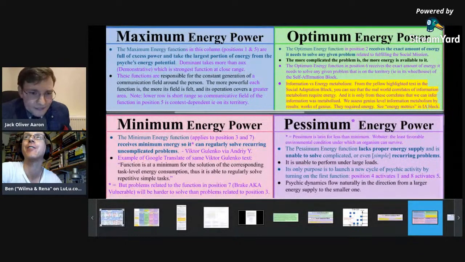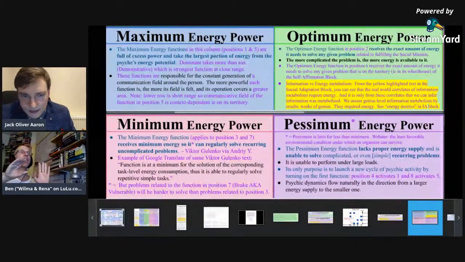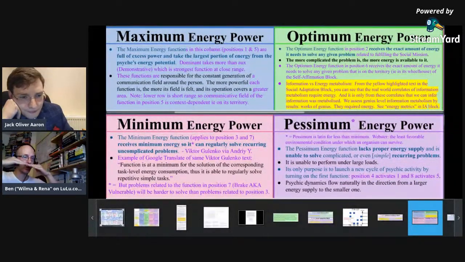The optimum energy function in position 2 receives that exact amount of energy it needs to solve any given problem related to fulfilling the social mission. Because this is in the social mission block, you've got this kind of blocking that you're not exactly a fan of. Again, it depends on the role being enacted, like the creative and the suggestive. But this blocks it in terms of a social role.